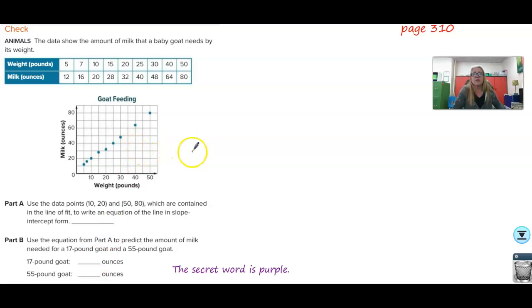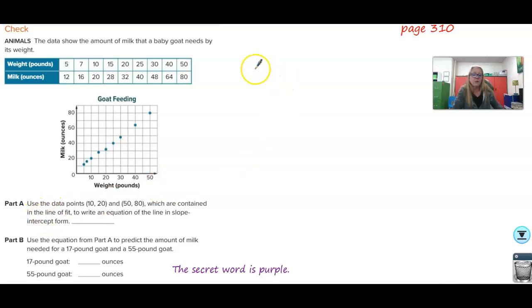Animals, the data show the amount of milk that a baby goat needs by its weight. We would expect that as a baby goat gets bigger, it will need more milk, right? As dogs get bigger, they need more food, so it makes sense. Here we have the weight of the goat in pounds and the amount of milk that it requires to stay healthy. Use the data points (10, 20) and (50, 80), which are contained in the line of fit, to write an equation of the line in slope-intercept form.